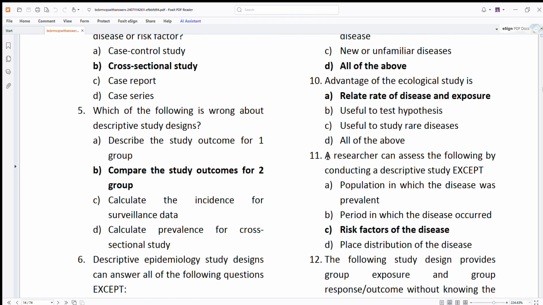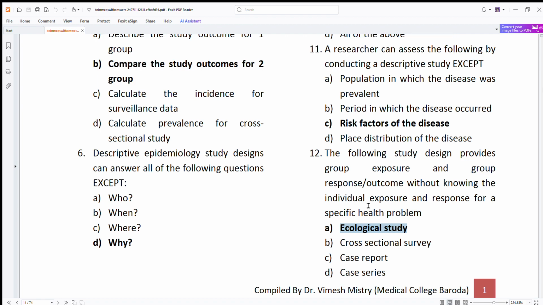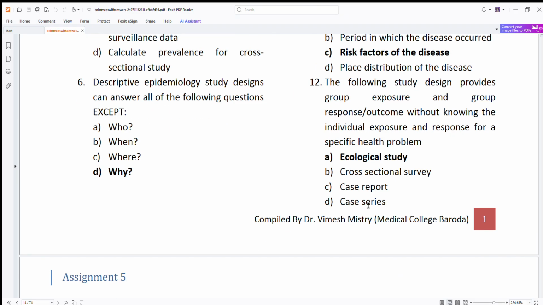Then a researcher can assess the following by conducting a descriptive study except population, yes. Individual, period, yes. Risk factors, no. Risk factors he or she cannot know. Place distribution, yes. This he or she can know. The following study design provides group exposure and group response outcome without knowing the individual exposure and response for a specific health problem. Ecological study. Ecological study, yeah.